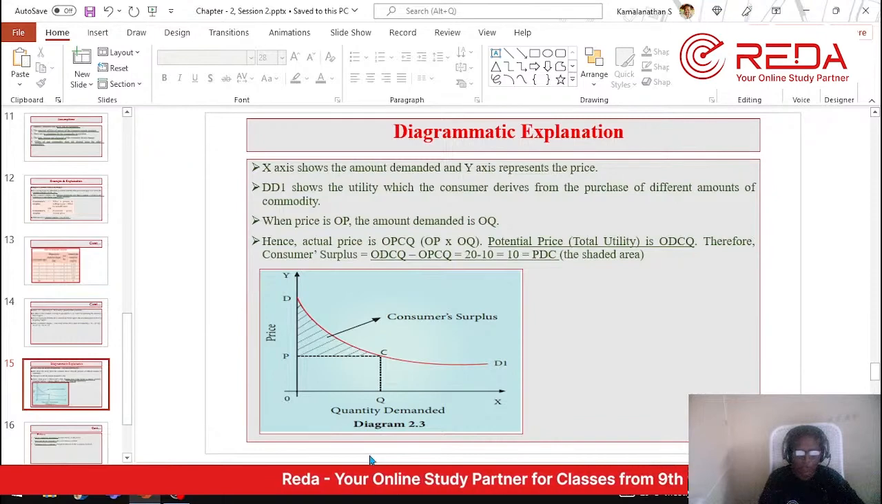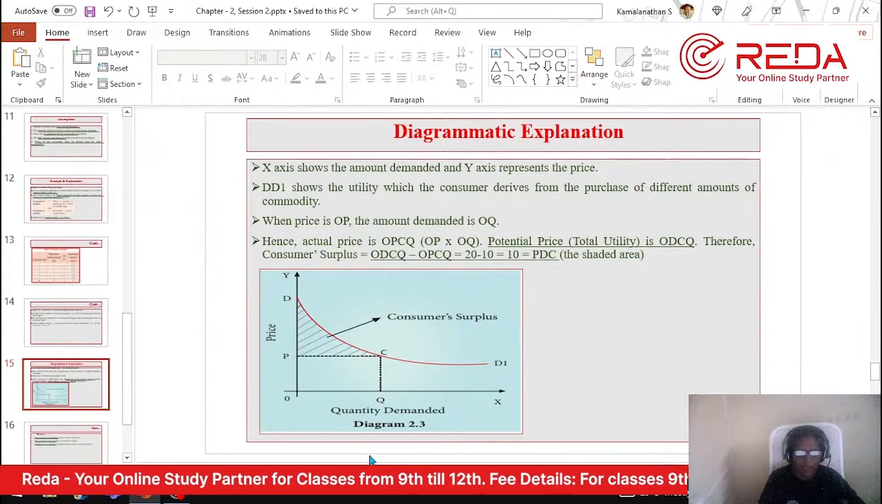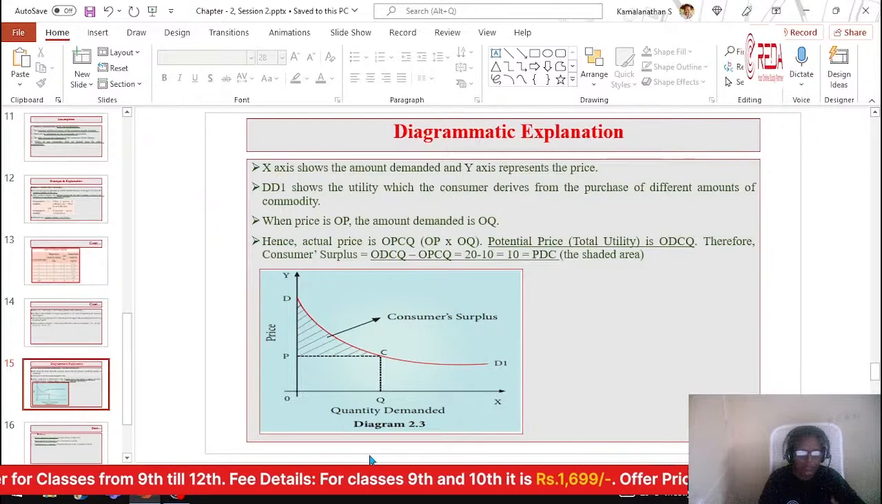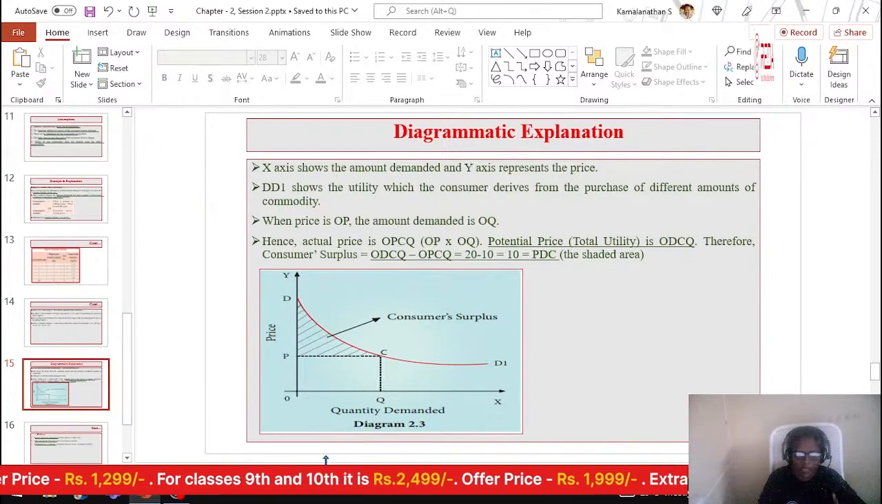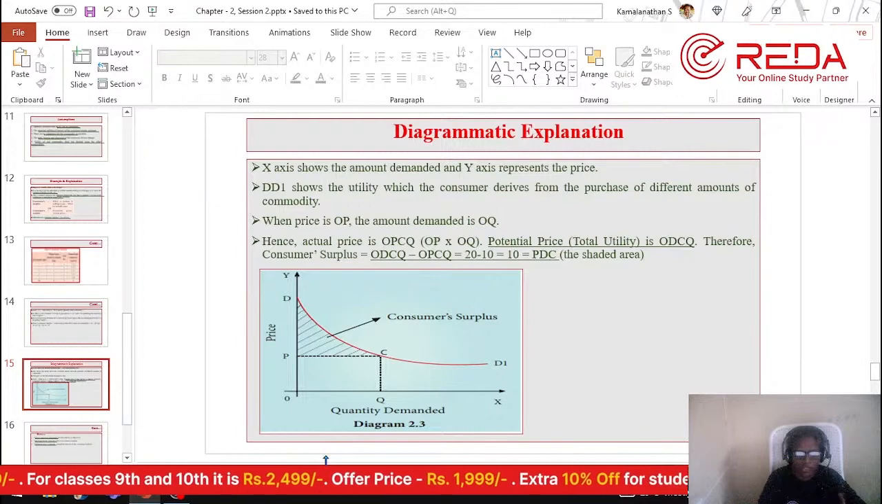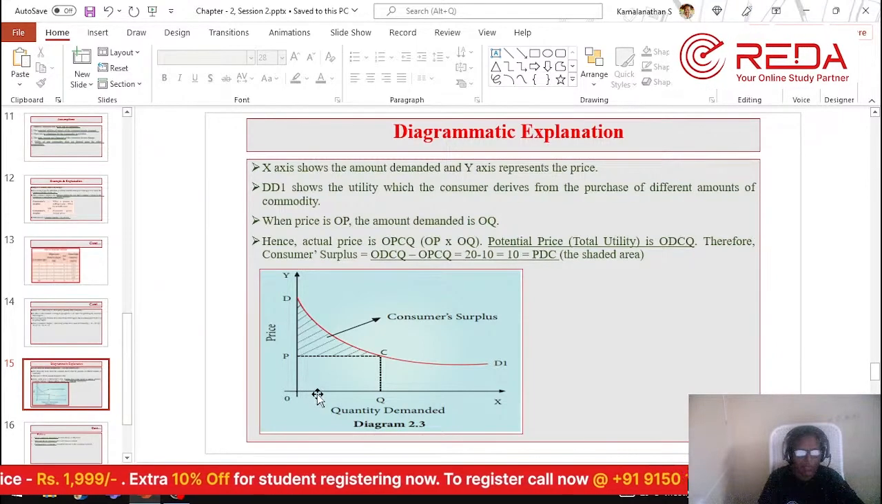In this shaded area, what is the price level? O to P. And what is the quantity demanded? O to Q. Both are the same. So at this point the price is fixed at 2. The price level of one commodity is 2 rupees. It will not change, but the quantity demanded keeps on changing from 0 to 6, 1, 2, 3, 4, 5, 6.